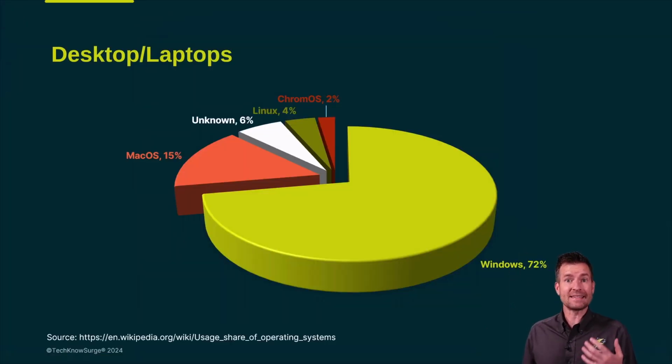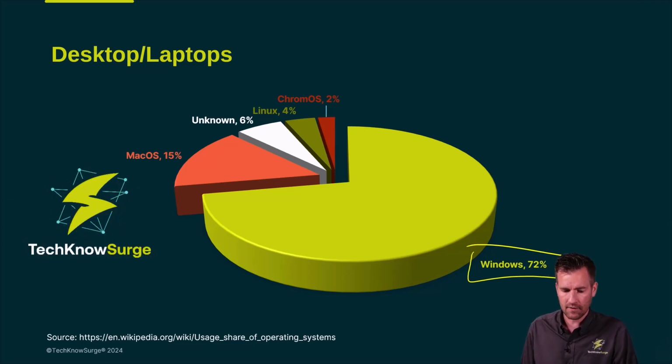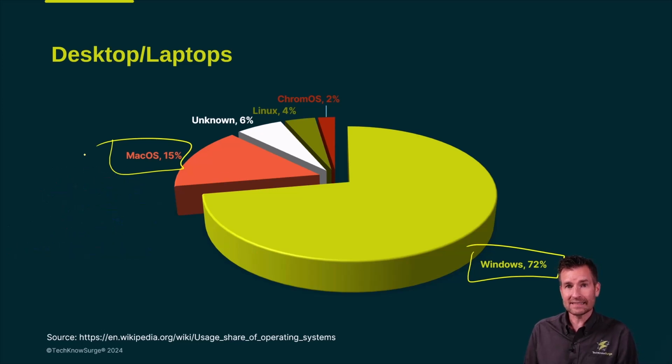There are different companies that have made operating systems out there, and to give you some idea of the market share, during the time of this recording, Windows takes up 72% of the market. So if you were to take a look at 100 machines out there, chances are 72 of those machines are Windows machines. That's Microsoft Windows. We have Apple with their macOS, which takes up 15% of the market. We have Linux, which is 4% of the market, and Chrome OS, which is 2% of the market.